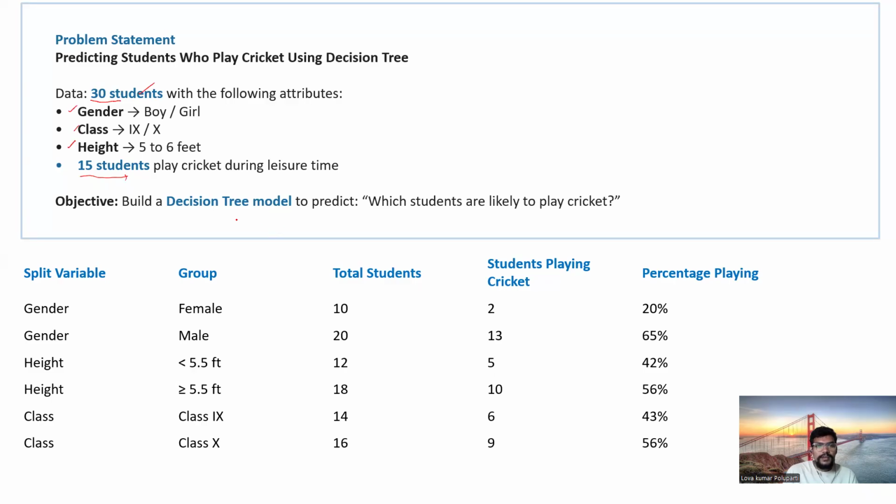And how will the decision tree make the prediction on this, who is going to play cricket and who is not, and how exactly will the splitting happen? We will make a simple calculation here. So let's try to understand this data. I have the gender, the class, and the height. These are the features I have, and this is my target variable: whether they play cricket or not.